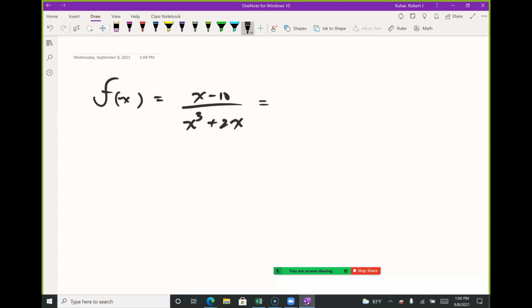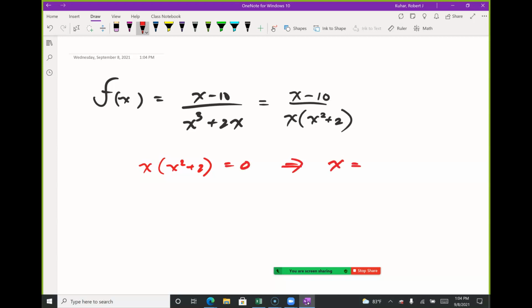And so the trick is for me to factor, right? x minus 10 over x times x squared plus 2. And then set my downstairs equal to 0. I can't simplify this at all. If I could simplify it, I should. But now I know that x times x squared plus 2 equals 0 gives me what? That x equals 0. That's the only time it will be true. So that's a value that's not in my domain, because I can't divide by 0 at this point.